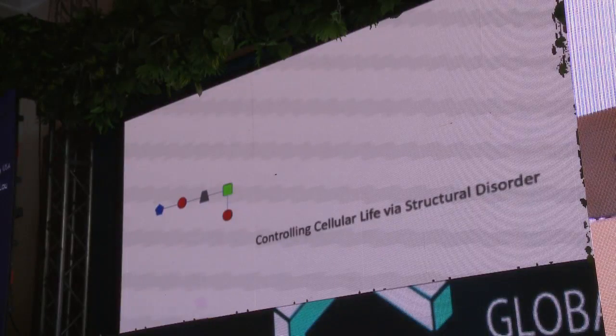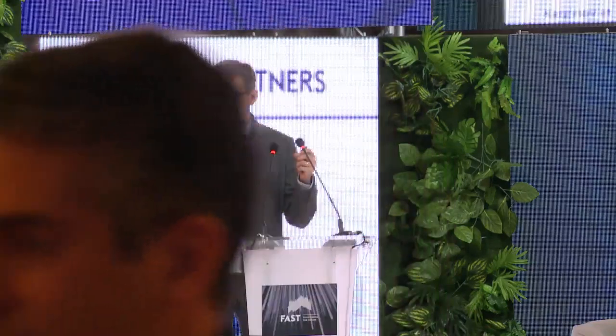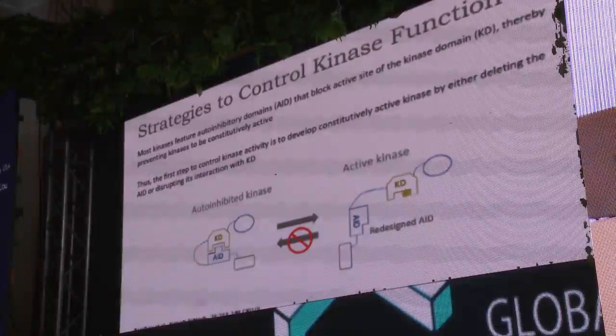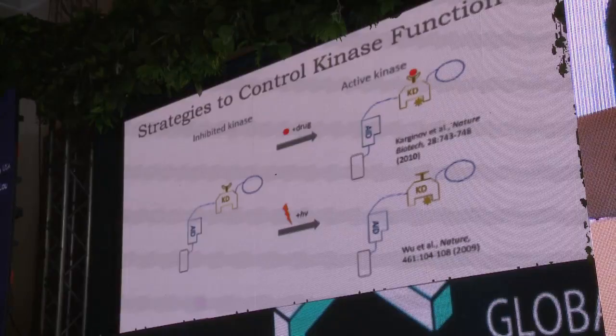I will just spend 1 minute on this, because my computer died, so I can take maybe an extra minute. How do we control cells? It's the second story. The idea here is to take any kinase and, first of all, create a constitutively active kinase so that you can activate or inactivate it on a whim. Then you insert a handle into the kinase domain, called KD, that would respond either to light or a drug.